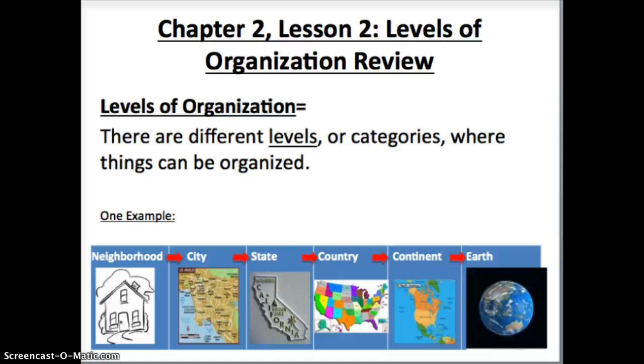Now, you know that our world is organized into different levels. For example, many neighborhoods make a city, and many cities make a state, many states make a country, and many countries make a continent, and many continents together make the Earth. And the Earth is part of the solar system and so on and so forth. These different ways that things can be organized is called levels of organization.